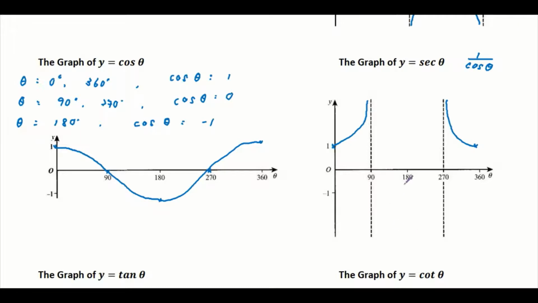And then for this part, how are you going to draw that? Same thing, you know it's not going to reach here and here. So let's try to draw at 180. At 180 you have negative 1, so it's somewhere here. So this will be your graph for the second one.